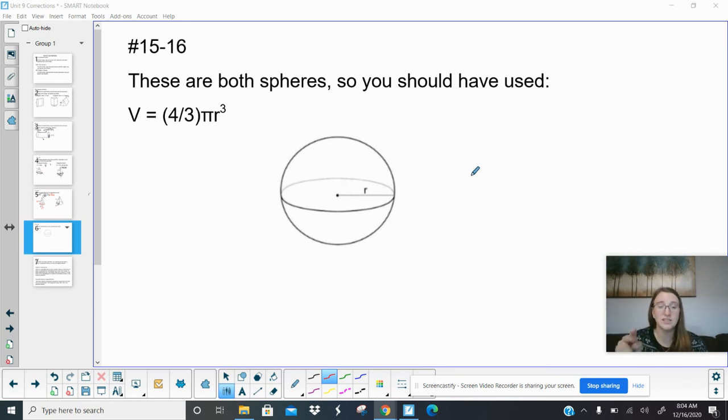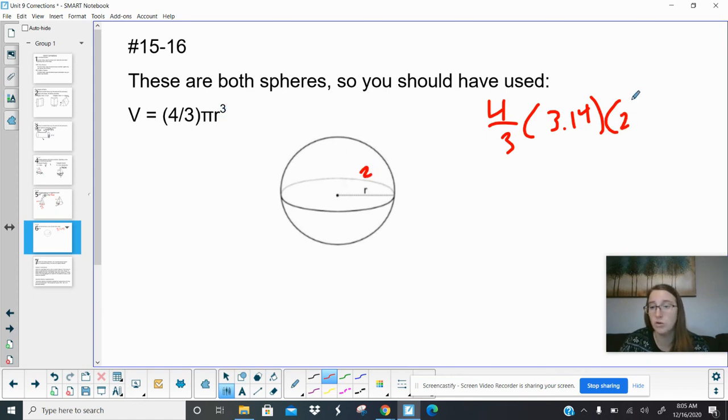In both questions, they may not have given you a picture, but they said it's a sphere and here's R. There's no other special thing you have to do. You just use this formula: 4/3 times 3.14, once again plugging that in for pi, times R to the third. So if R was 2, it's 2 to the third, and that's what I'd plug in my calculator.